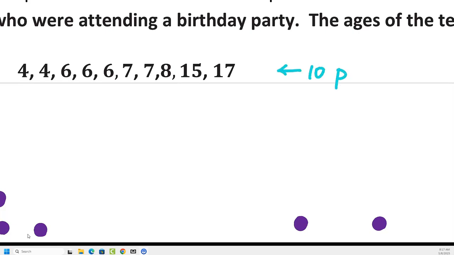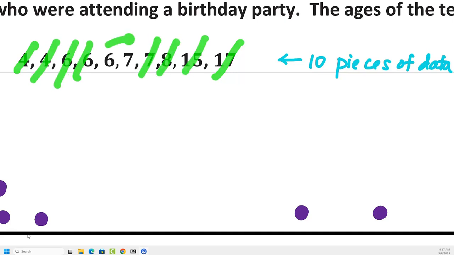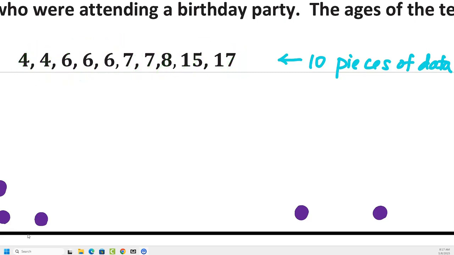So we have 10, I'll call it, pieces of data. Since it's an even number, it's going to be two middle numbers, right? You could take one away from each side until you find the middle, and it would be those two. Or you can say 10 divided by 2 is 5, so go to the fifth piece of data. This is 1, 2, 3, 4, 5, 6, 7, 8, 9, and 10, that's the pieces of data. And I will take the middle two, which would be 5 and 6.